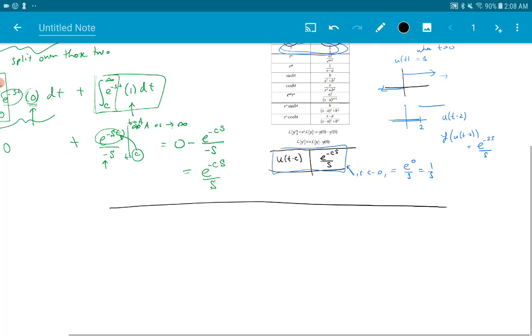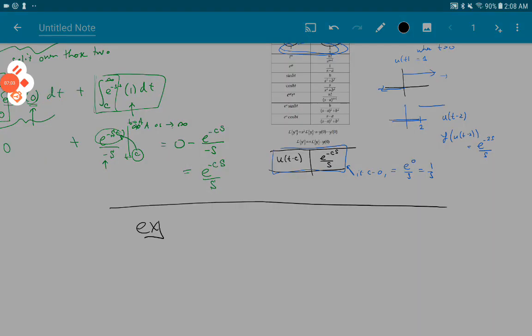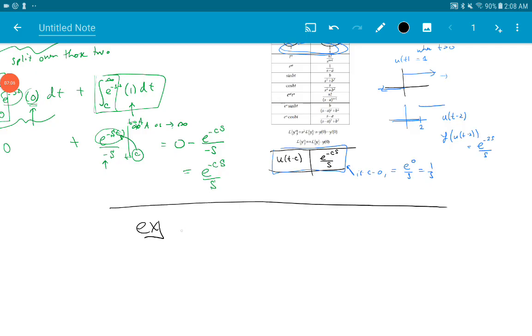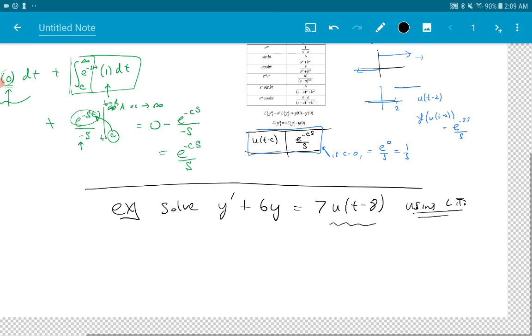Now, there'll be one of these on your online Brightspace test. So here's an example. Solve y prime plus 6y equals 7 times u of t minus 8. I would say using Laplace transform, but the truth is you can't even do this one without a Laplace transform, so I don't even really need to say it. This is not one that you could do using the old method at all, because we've got this step function over here.